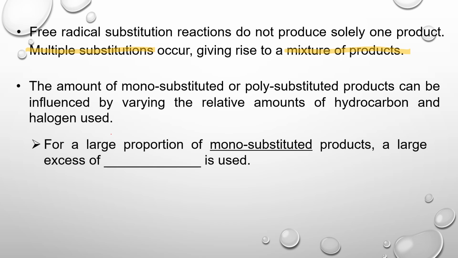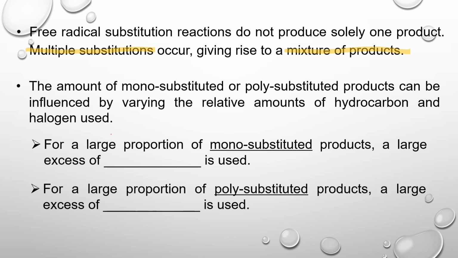For example, if I want a large proportion of mono substituted product, that means singly substituted, then I will need a large excess of what? I will need a large excess of hydrocarbon. Because if your hydrocarbon is more than your halogen, then most of it will be mono substituted. On the reverse side, if you want your alkane to be substituted with many Cl atoms, then of course I would naturally use an excess of the halogen.